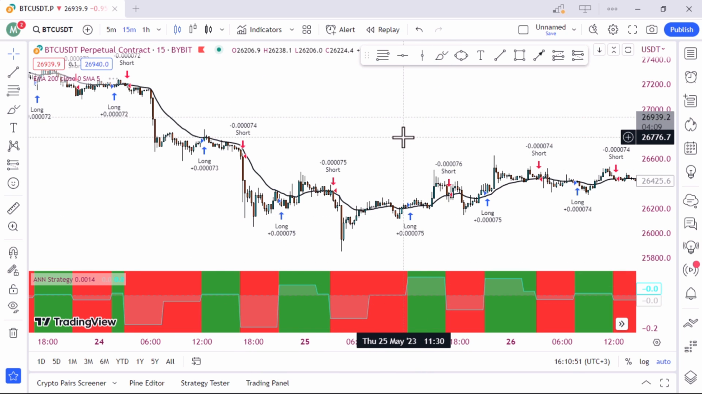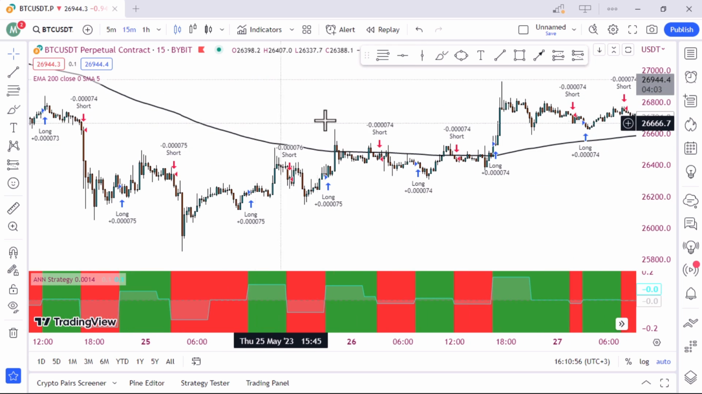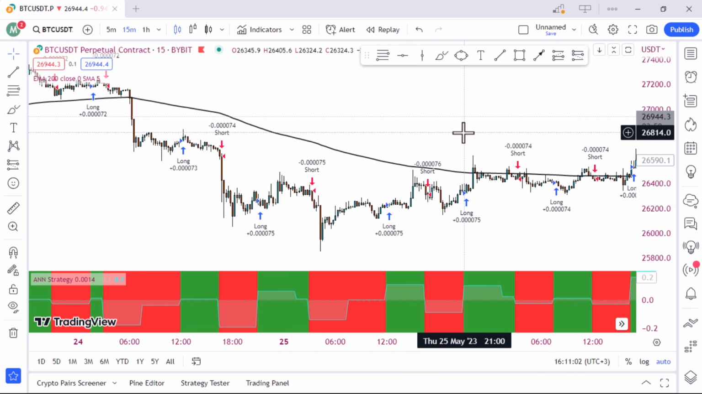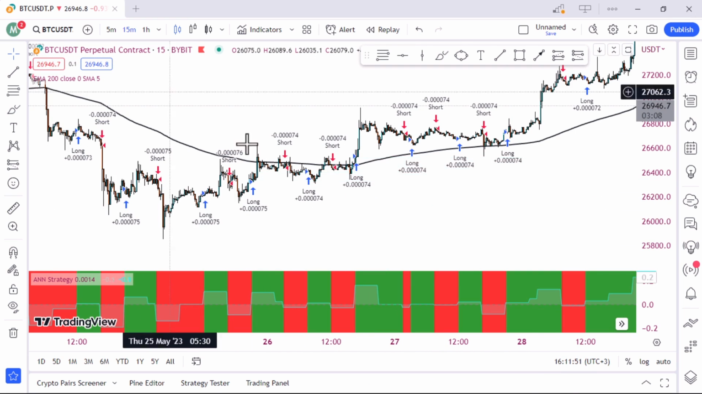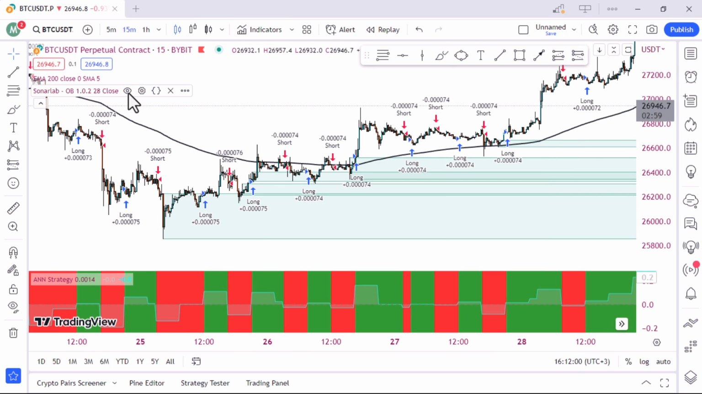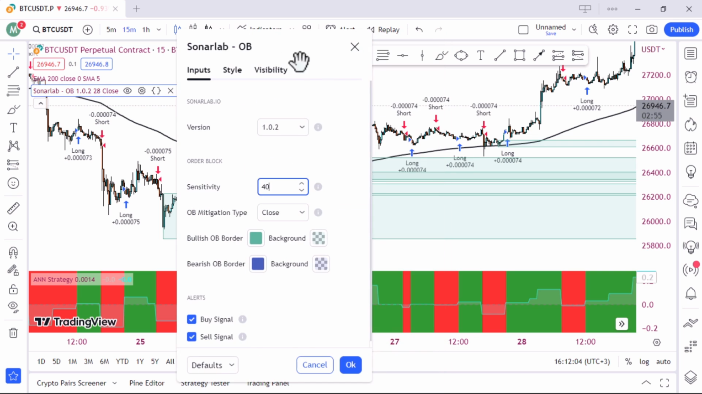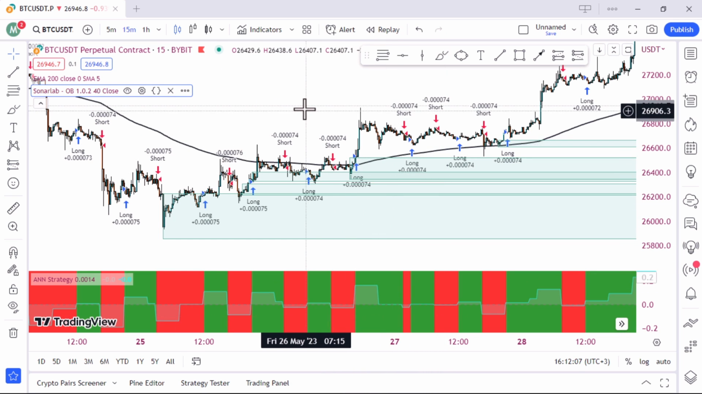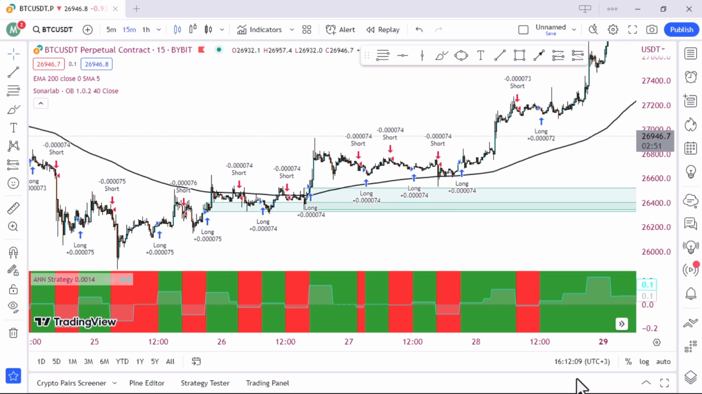The strategy that works well with the neural network indicator is based on order blocks. To implement this strategy, access the indicators again and search for order blocks with signals and set the sensitivity to 40. Before moving to this strategy, it is important to understand what an order block is.